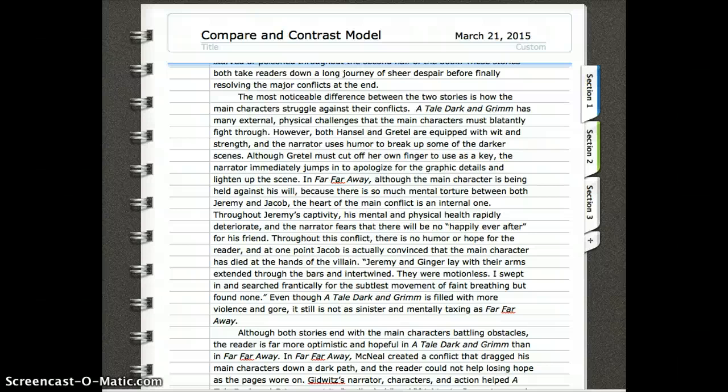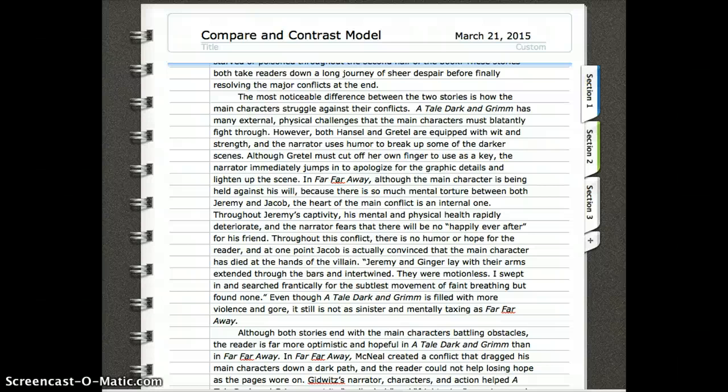Because there is so much mental torture between both Jacob and Jeremy, the heart of the main conflict is an internal one. Throughout Jeremy's captivity, his mental and physical health rapidly deteriorate, and the narrator feels that there will be no happily ever after to his friend. Throughout this conflict, there is no humor or hope for the reader, and at one point Jacob is actually convinced that the main character has died at the hands of the villain. Jeremy and Ginger lay with their arms extended through the bars intertwined. They were motionless. I swept in and searched frantically for the subtlest movement of faint breathing, but found none.